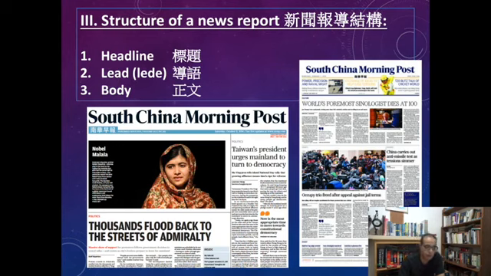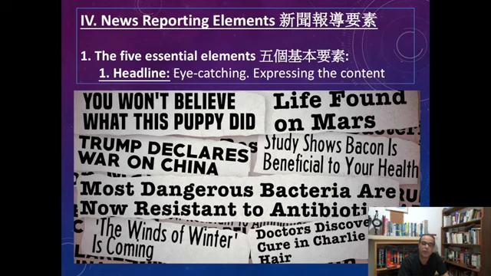Let's talk a little bit about all of these news reporting elements. The headline has to be eye-catching, expressing the content, and use as few words as possible in the headline. Don't try to write a long headline unless it's an inside story. But the front page has to have a short headline, just a few words, as few as possible.